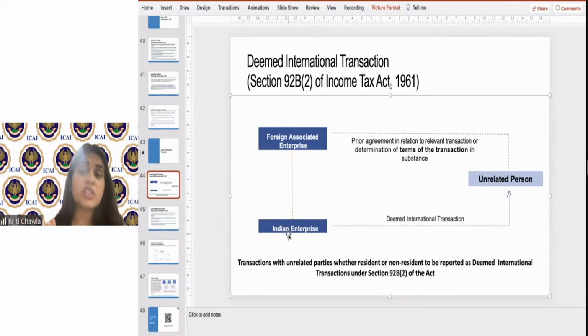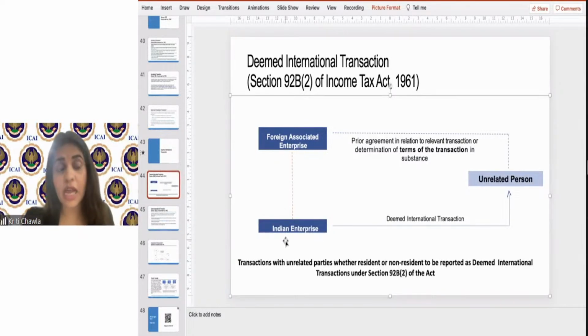Why will transfer pricing provisions be applicable? Because one, they are associated to each other. And second, this is an international transaction because one entity is in India and the other entity is in the UK. So both the conditions are satisfied. They're associated to each other and an international transaction is there. So if these two transact, transfer pricing provisions will be applicable and they will have to make sure that they are transacting at something called arm's length price.